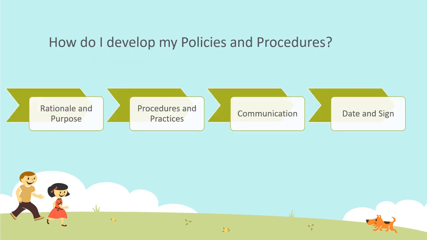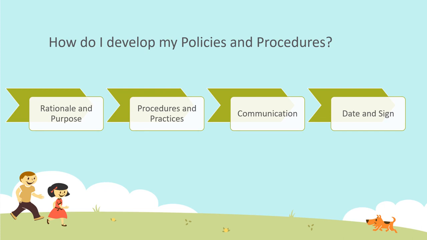So how do I develop my policies and procedures? The slide outlines the content of each policy and procedure. A rationale and purpose: this outlines why you should have this policy and what you want the policy to achieve. For example, a safe sleep policy may seek to ensure that children will be safe in the service while sleeping. Procedures and practices: this gives clear information and describes specific steps and/or guidance to be followed to put the policy into practice. It outlines the way things are done in your childminding service.